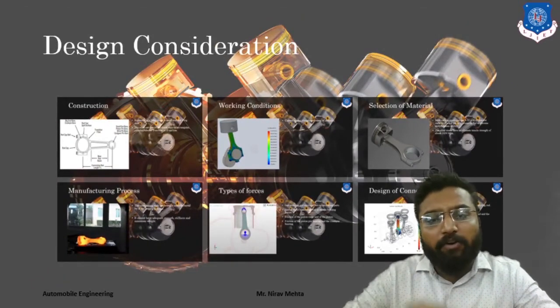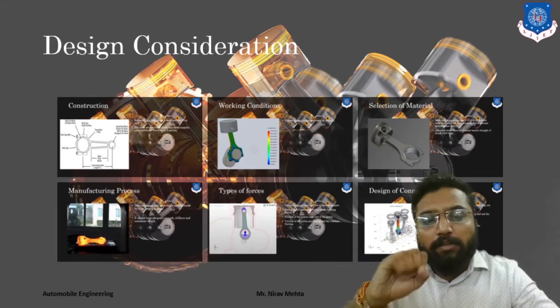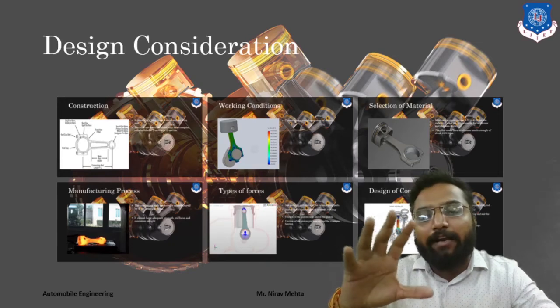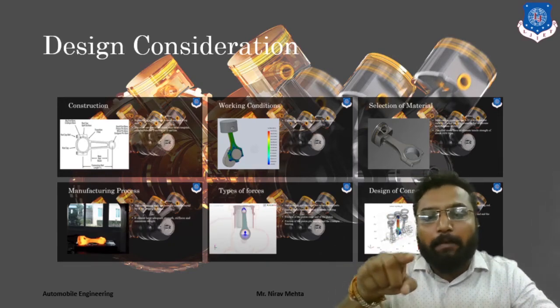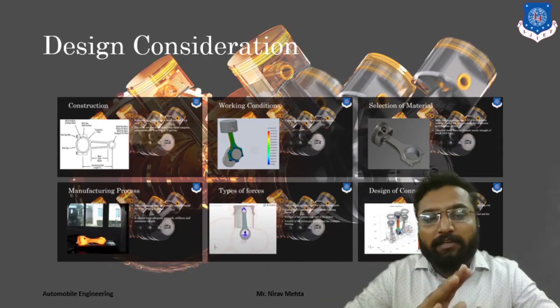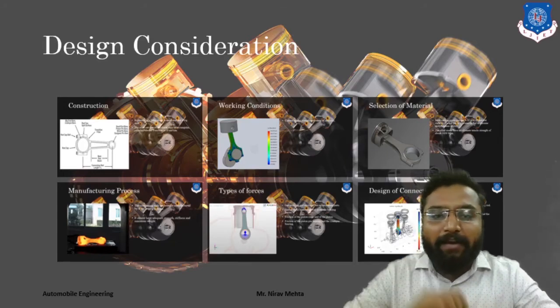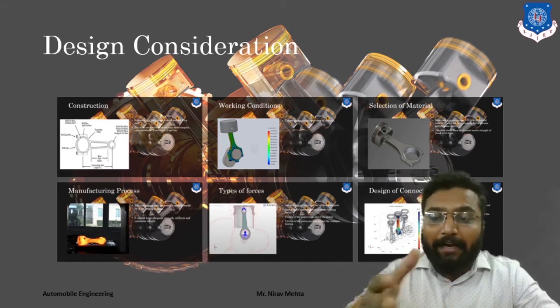Here we have discussed different aspects of the design consideration of our connecting rod. This is going to be applicable in any case study or any design of a connecting rod. This is going to be our algorithm, or you can say a procedure, for our connecting rod. First, we are going to determine the construction depending on our working condition. Then we are going to determine the working condition and its effect on our component, or you can say the connecting rod.